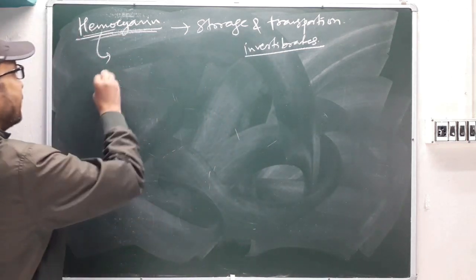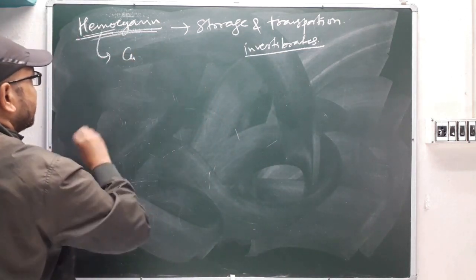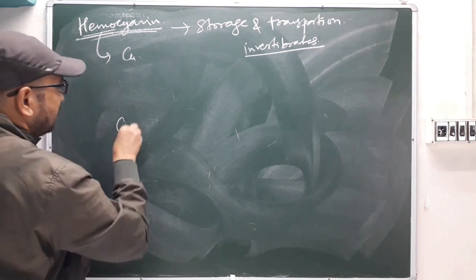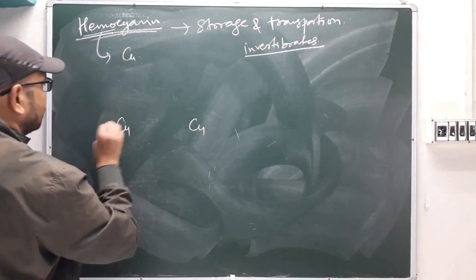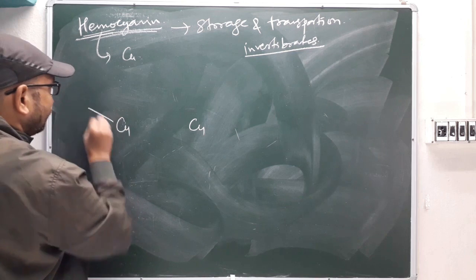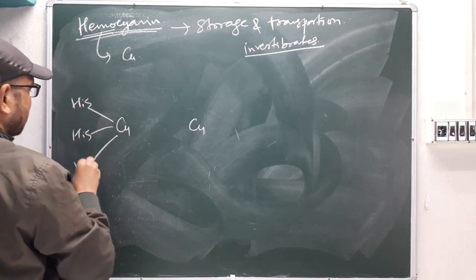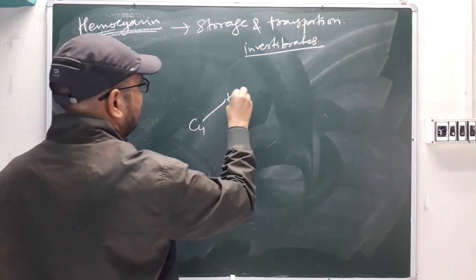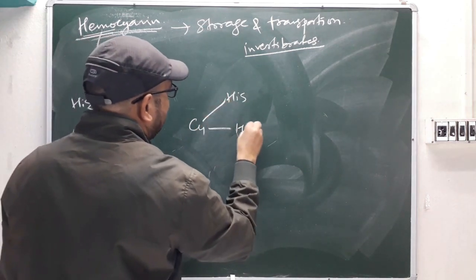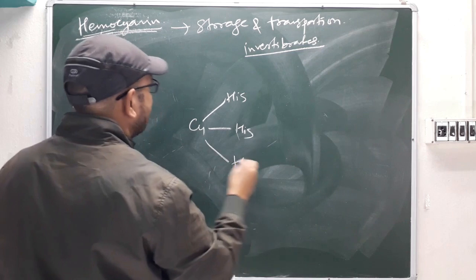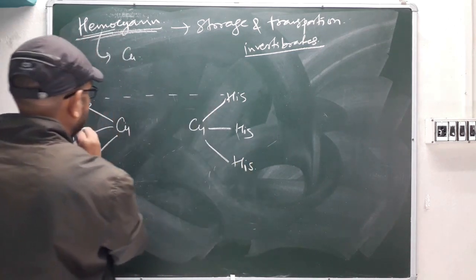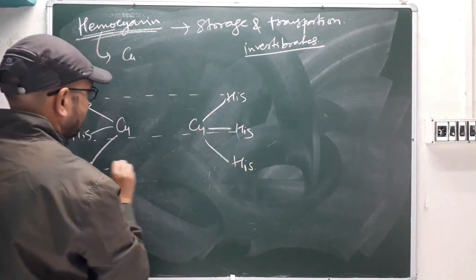First time you are seeing. So here it will be copper, correct? They might ask this question, copper and copper. So what will we do? Let's take histidine, histidine, histidine, histidine, histidine, histidine, and there will be a hydrogen bond in between the histidines.